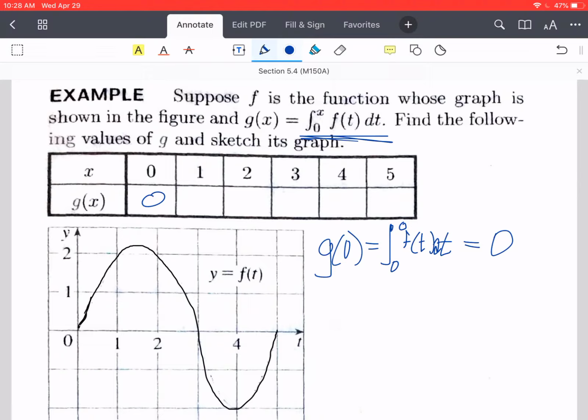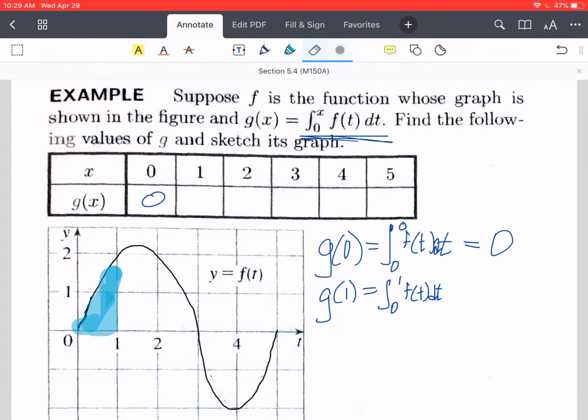Then when we're looking for g of 1, this is the integral from 0 to 1 of f of t dt. So that means we're looking at this area in here, from 0 to 1.